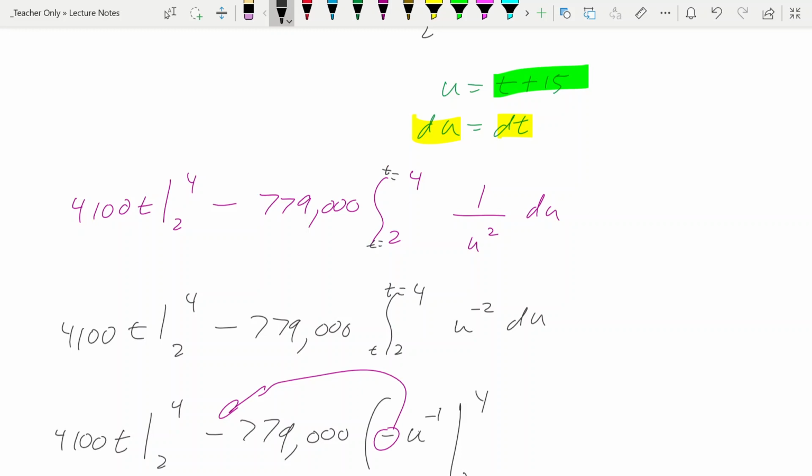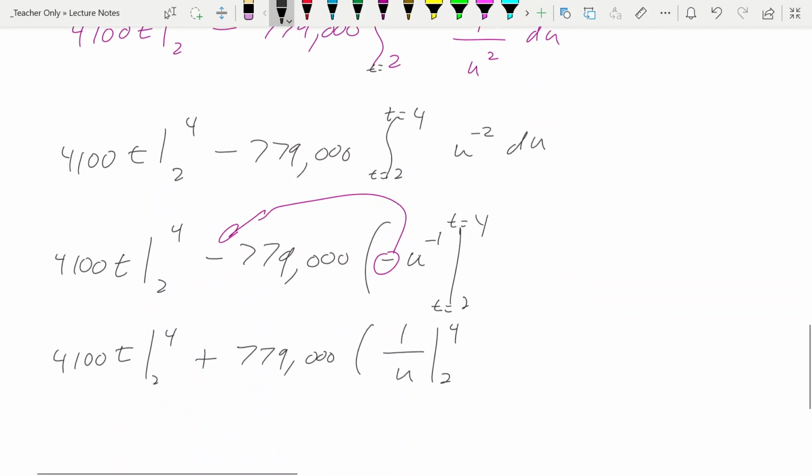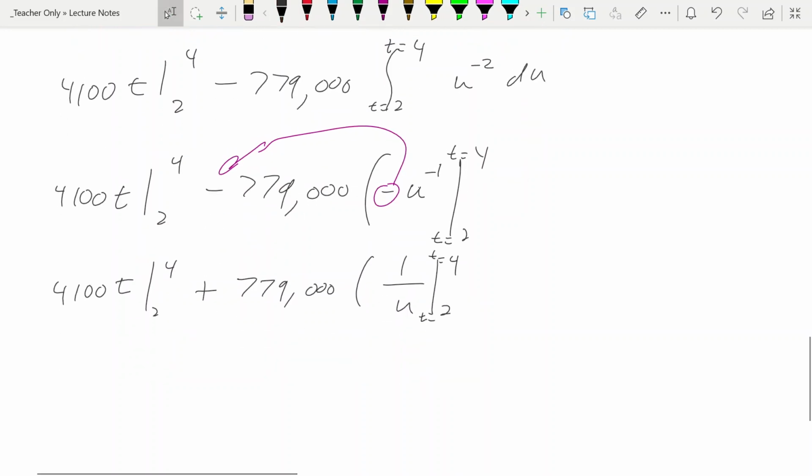T equals 4. This isn't a u value. This is a t, right? These were our times, just so I don't accidentally sub them in for u. Okay, now let's go back and put our problem back to where we started.